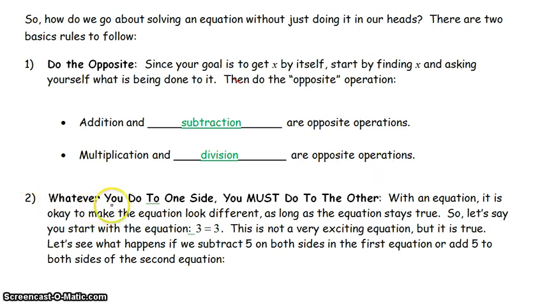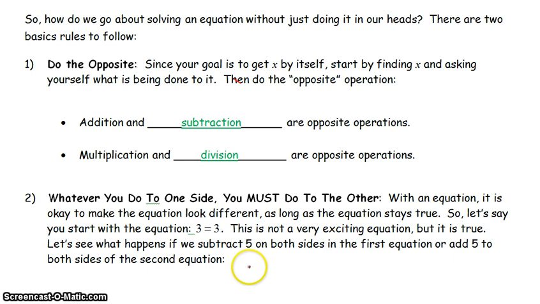Number 2, whatever you do to one side, you must do to the other. With an equation, it is okay to make the equation look different, as long as the equation stays true. So let's say you start with the equation 3 = 3. This is not a very exciting equation, but it is true. Let's see what happens if we subtract 5 on both sides in the first equation or add 5 to both sides of the second equation.